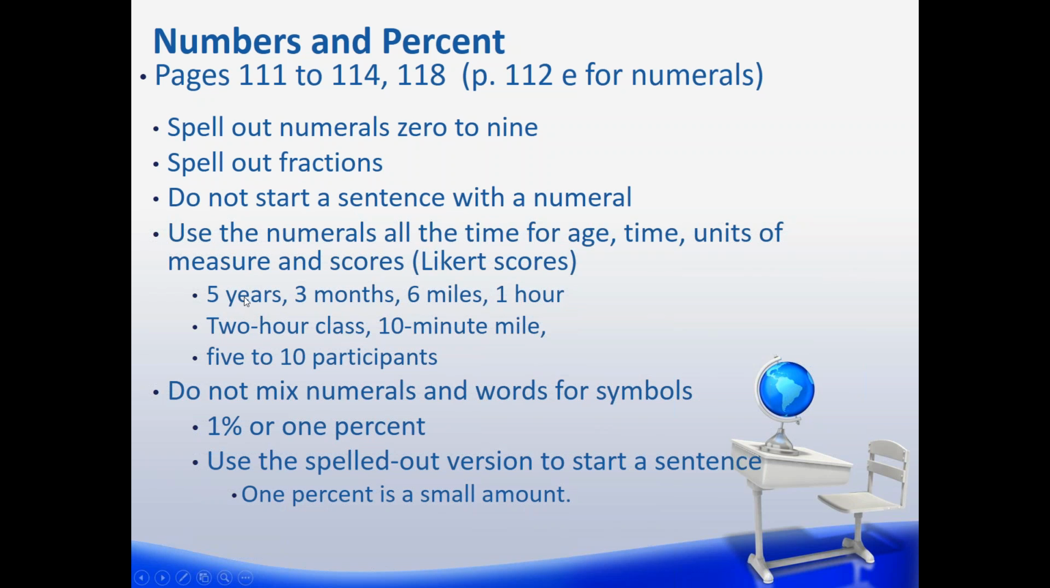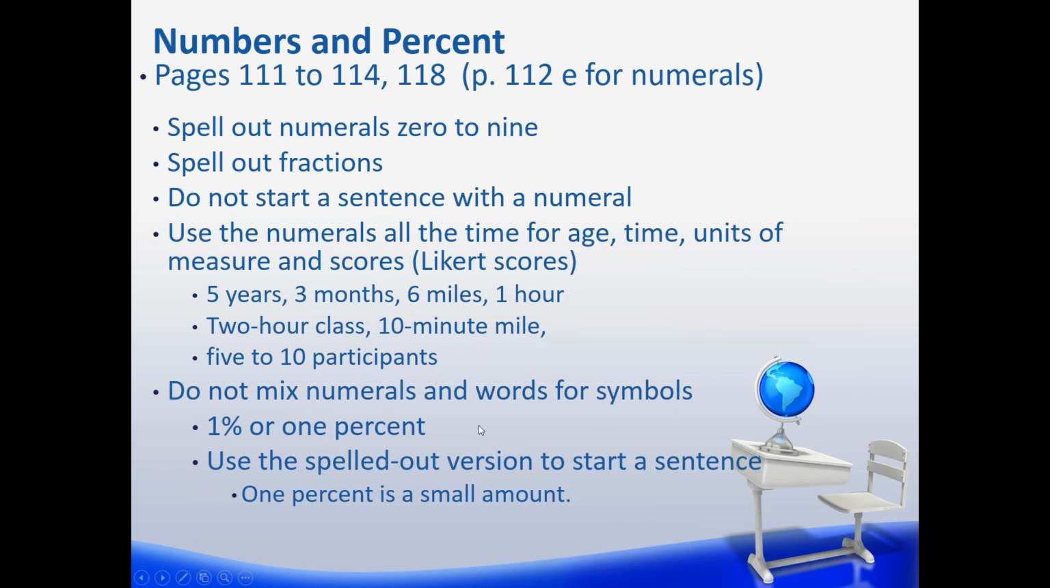So here I've got time, 5 years, 3 months, 6 miles. This is a unit of measure. This is time. This could be age also. But in this case, the 2 hour is being used as an adjective, so that's why I'm going to spell this out. But starting with 10, I can use the number. So that's the difference between these two. And participants are not age, time, unit of measure, or a score. So I'm going to have to spell out 5 here, even though that looks funny.